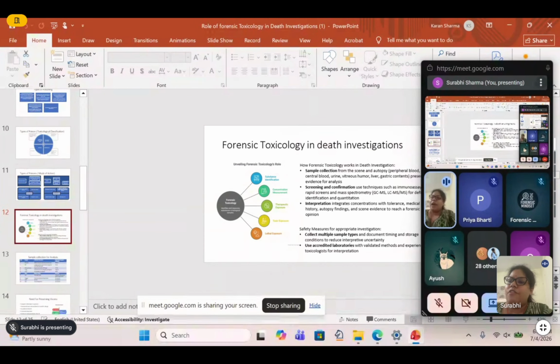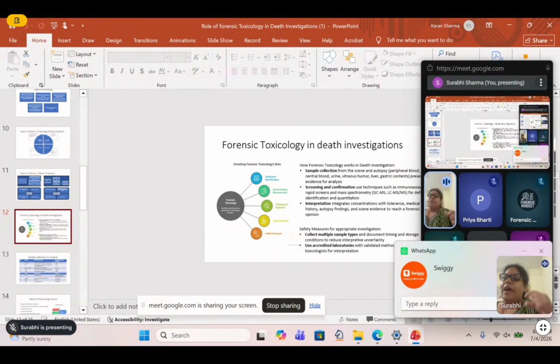In screening, I have written one term, LCMSMS. What is this? Liquid chromatography, mass spectroscopy, mass spectroscopy. There are many attachments made to these instruments, like GCMS and headspace. Why are these instruments used? In mass spectroscopy, we are basically trying to find out the particular mass in that particular poison.